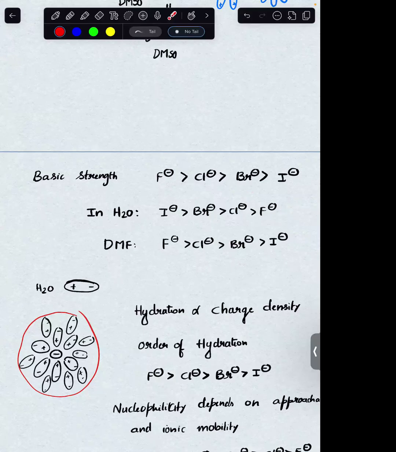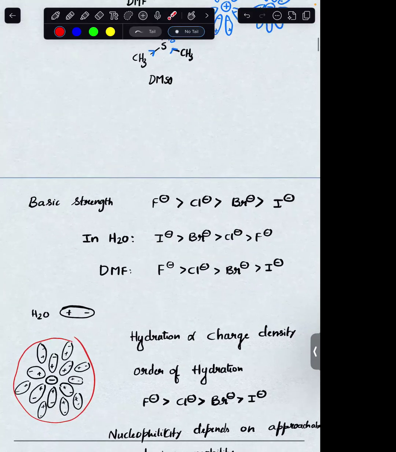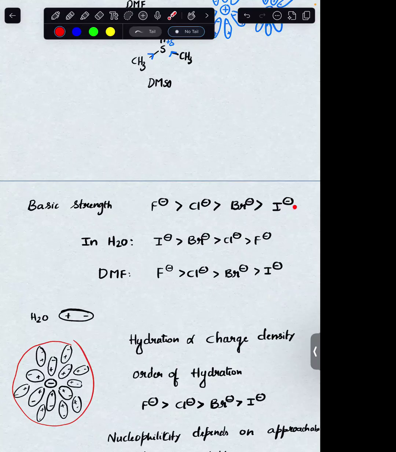If you compare the conjugate basic strength, I minus is the weakest base. But with respect to nucleophilic strength in a polar protic solvent, it has become the strongest nucleophile. But if you compare the same nucleophilic strength order in DMF, which is a polar aprotic solvent, there is no question of solvation of the negatively charged species. Whenever it is not solvated, you compare as per the basic strength order. A stronger base will be the stronger nucleophile. F minus is the stronger base because HF is the weakest acid. So F minus will become the stronger nucleophile. Is that clear?